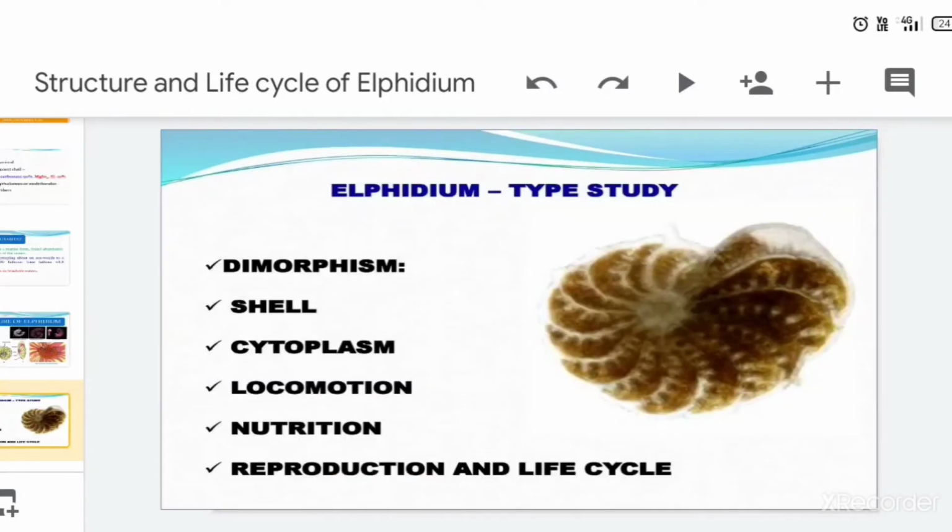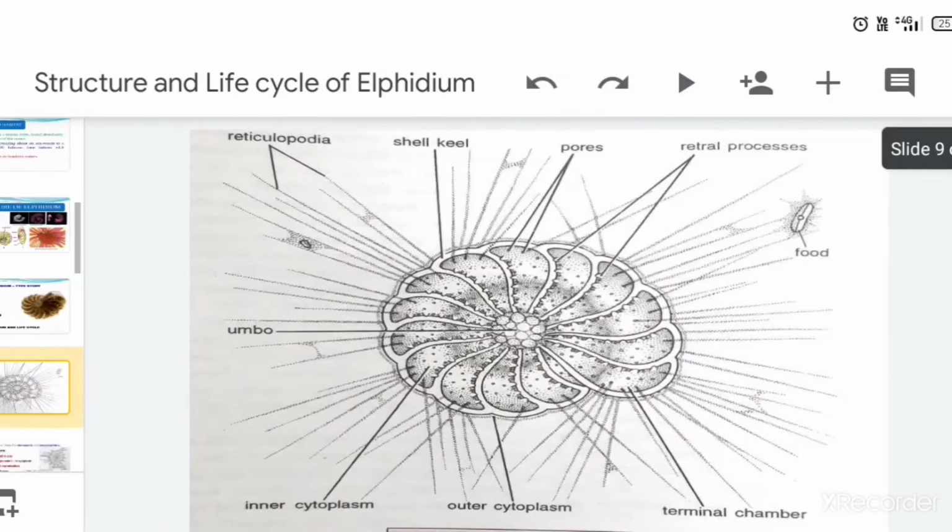And then the type study. As we have studied, Elphidium exhibits dimorphism, which means it shows two forms, and it also consists of shell, cytoplasm, locomotion, nutrition, and reproduction and life cycle. These are the type study that we are going to study further. So this is the Elphidium. As you can see, these are reticulopodia, which are a type of pseudopodia. As you know, pseudopodia are of 4 different types. This is one type of pseudopodia that is found in Elphidium, as you can see in the picture.